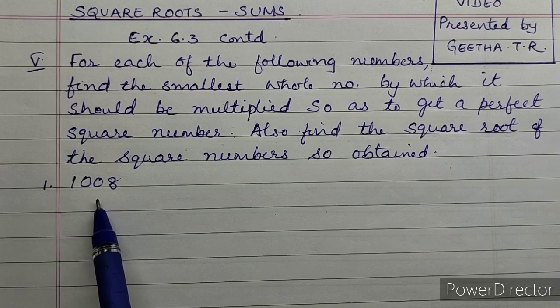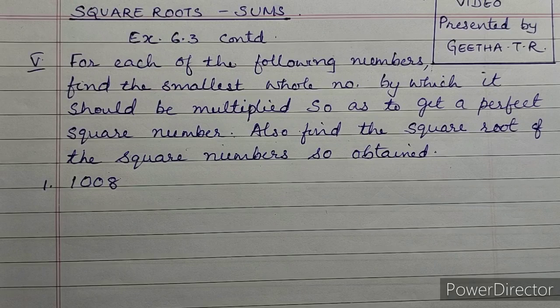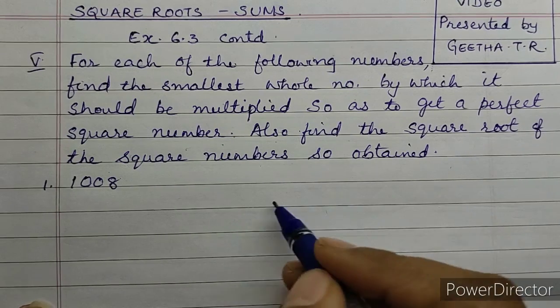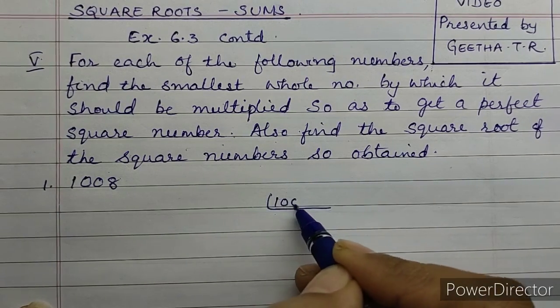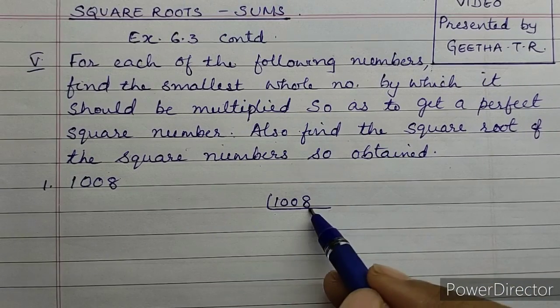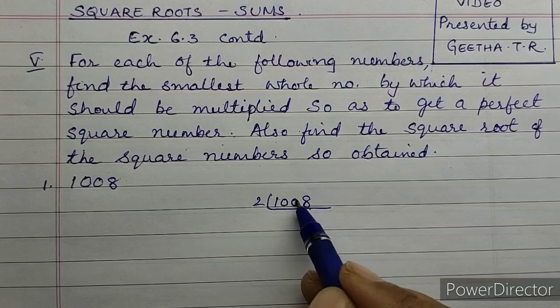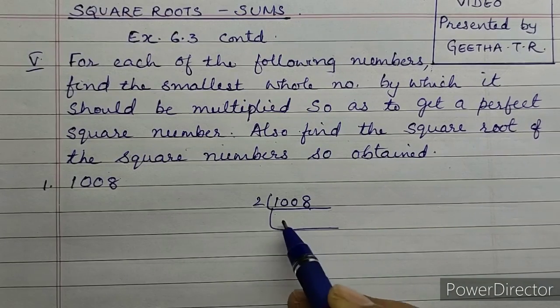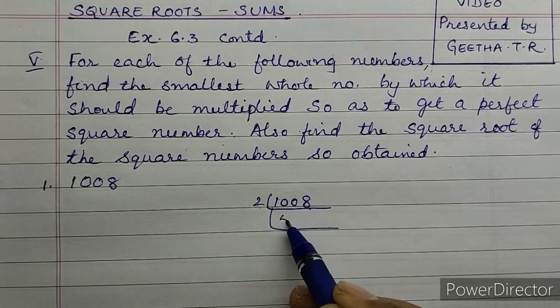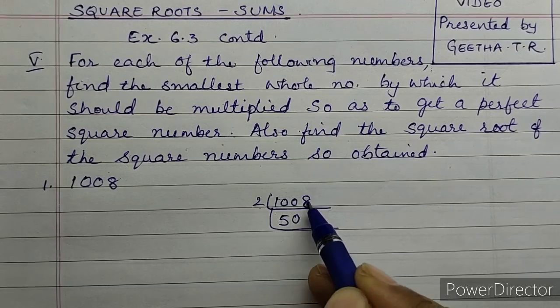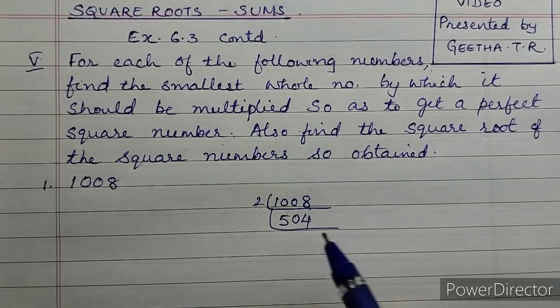So, the first question is 1008. First, let's see whether 1008 is a perfect square or not. We will use the prime factorization method for that. 1008 is an even number, so start with the prime number 2. 1008 divided by 2, how much will it come? 10 divided by 2 is 5, 08 divided by 2 is 4.